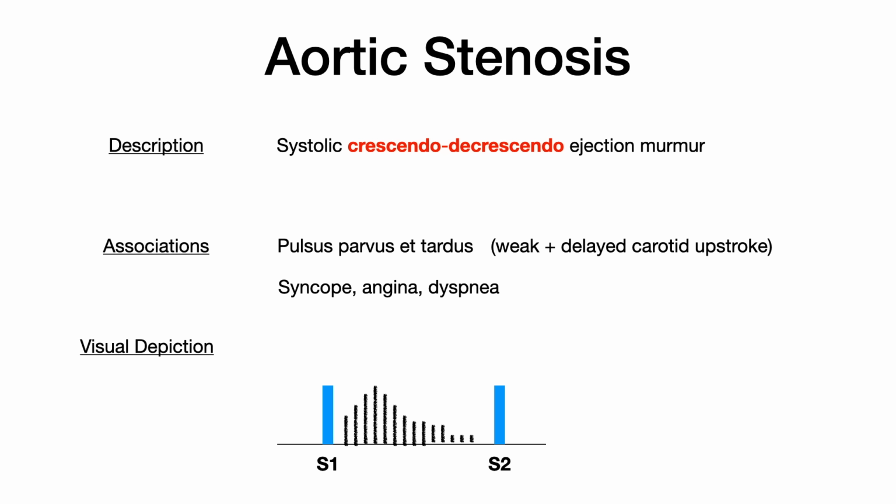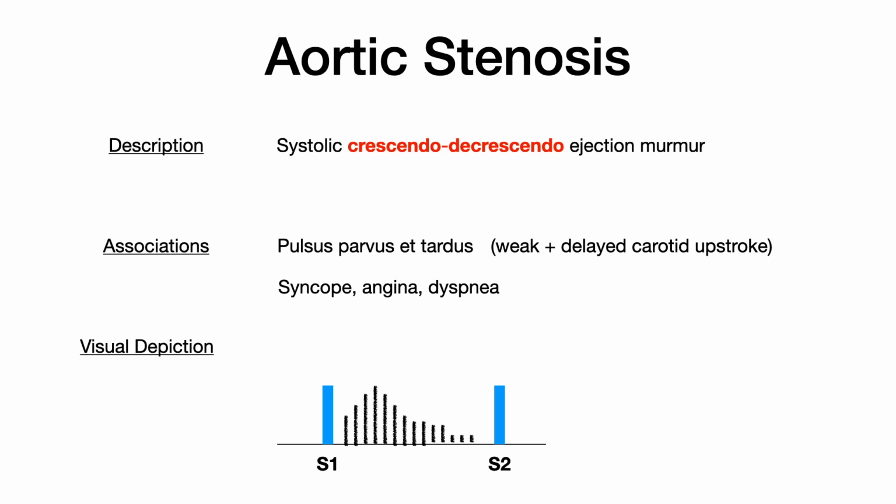The first one is called pulsus parvus et tardus, which is a fancy way of saying that there is a weak and delayed carotid upstroke. Now, on clinical exam, you can actually palpate somebody's carotid upstroke. And if they have aortic stenosis, because the aortic valve is stenotic and therefore blood will flow through that aortic valve more slowly and over a prolonged period of time, the blood that would be flowing into the carotids is weak and delayed. So if you're looking at the carotid upstroke, it shouldn't surprise you that in the presence of aortic stenosis, that upstroke will be weak and delayed. And that is what pulsus parvus et tardus refers to.